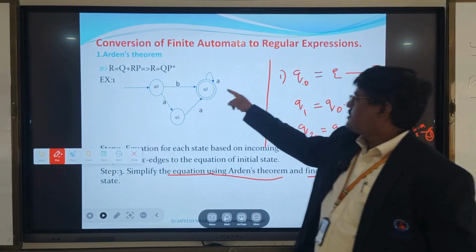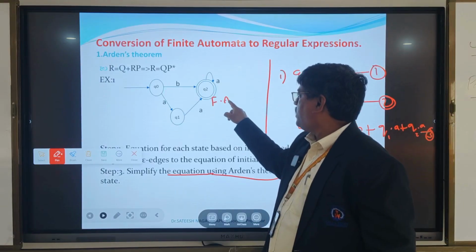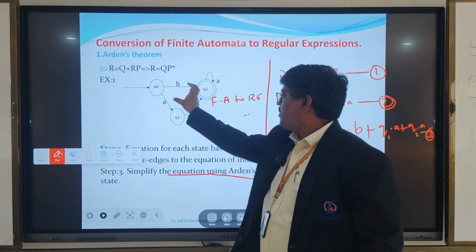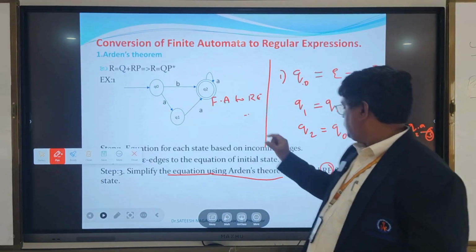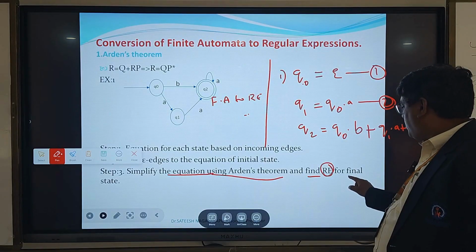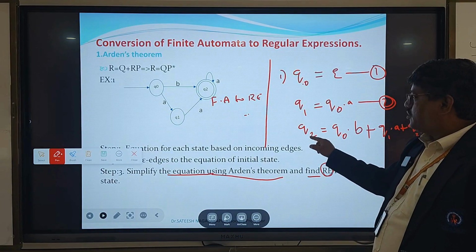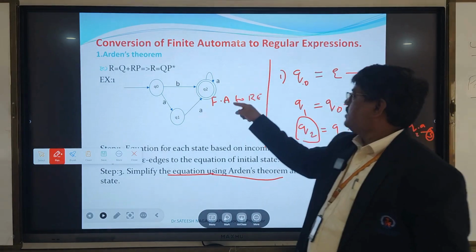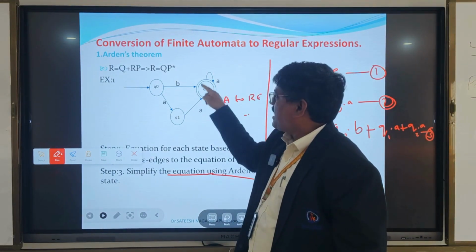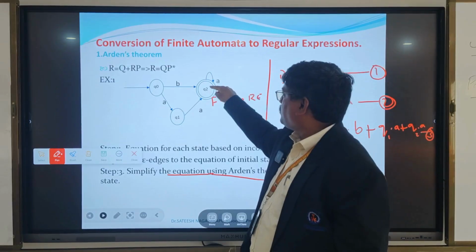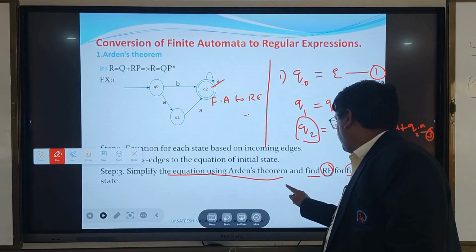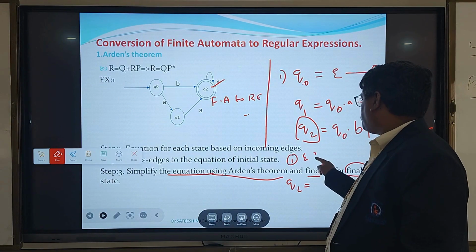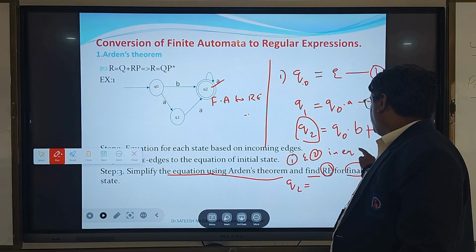We are going to convert this finite automata to regular expression, RE. Here the input is the finite automata and the output is the regular expression. We need to concentrate only on getting the regular expression from this finite automata. The regular expression should be applied on the final state. Here in this transition diagram, Q2 is the final state. Now for Q2, I am substituting equations 1 and 2 into equation 3.